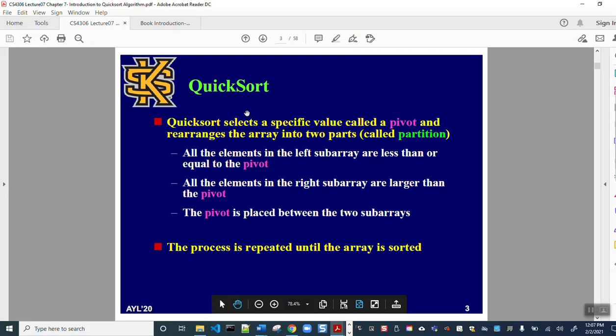So quicksort, what is this quicksort? Quicksort selects a specific value called the pivot value. The pivot value is the central value. Then we rearrange the array into two parts. We partition the array.